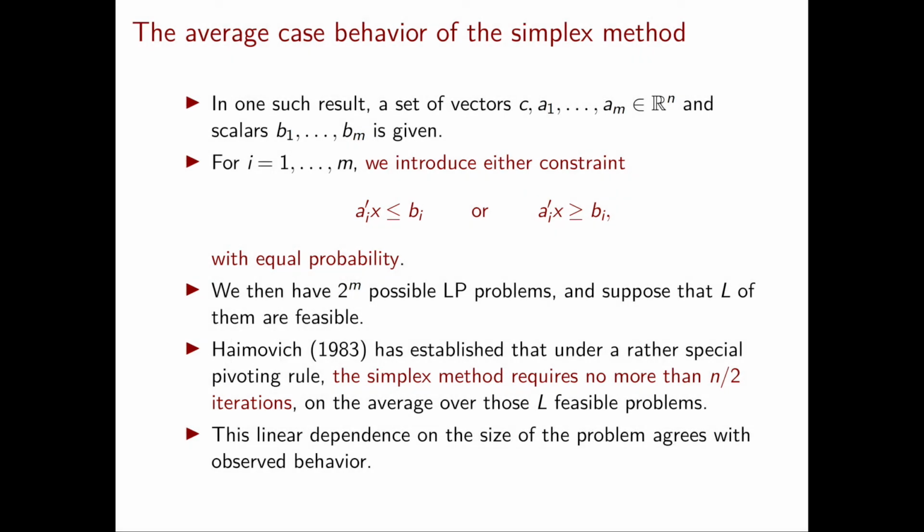Haimovich, in 1983, showed that using a very special pivoting rule, the simplex method requires only n/2 iterations on average over these L feasible problems. And this number of iterations, n/2, agrees with the observed behavior. And with this result, we conclude our video about the computational complexity of the simplex method.